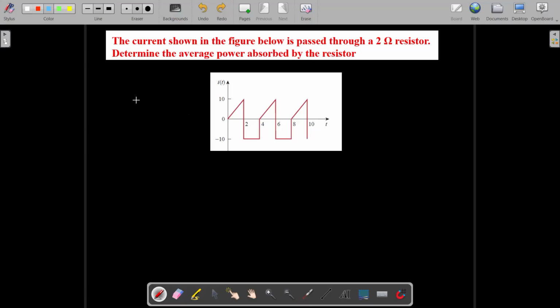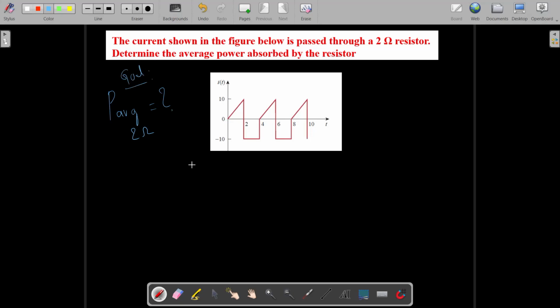So what we are required to find is the average power absorbed by 2 ohms resistor. This is what we need to find. This is the goal. The goal is to find this value.